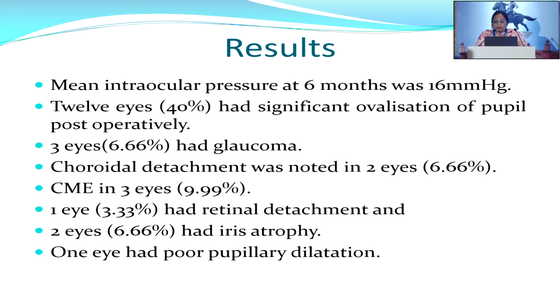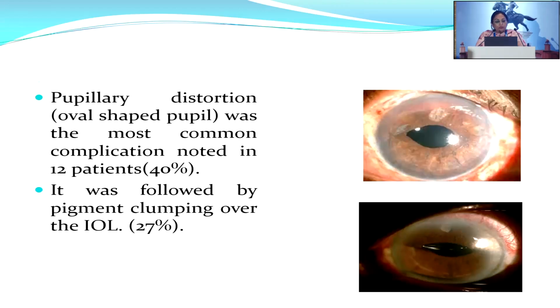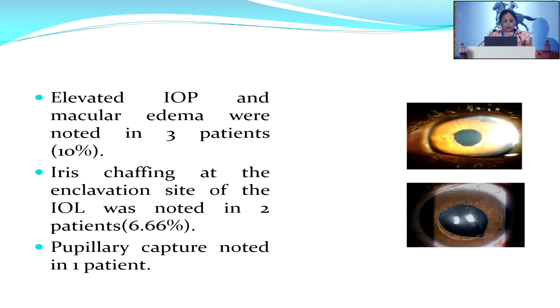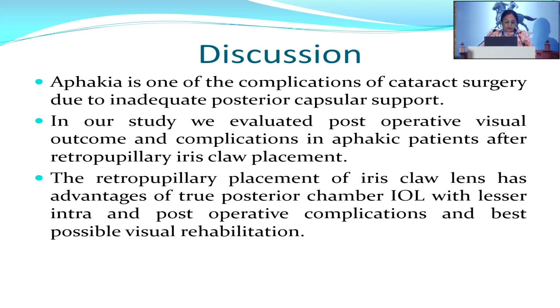12 eyes had significant ovalization of the pupil postoperatively, 3 eyes had CME and 1 eye had retinal detachment, 2 had iris atrophy, and 1 had poor pupillary dilatation. Pupillary distortion was the most common complication, noted in 12 patients, followed by pigment clumping in 1. Elevated IOP was seen in 3 patients and 2 had iris chafing.